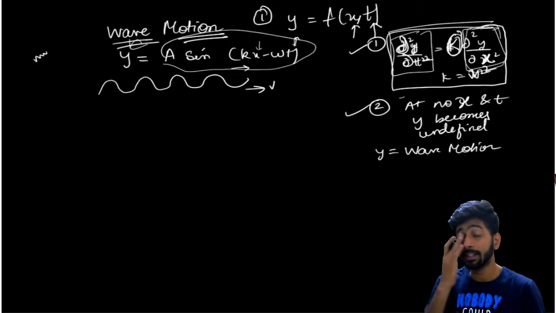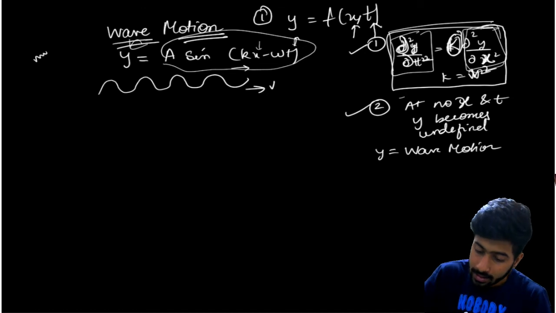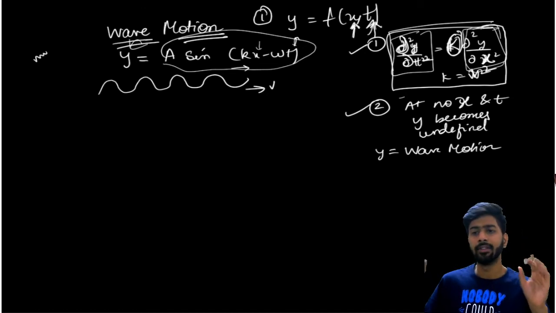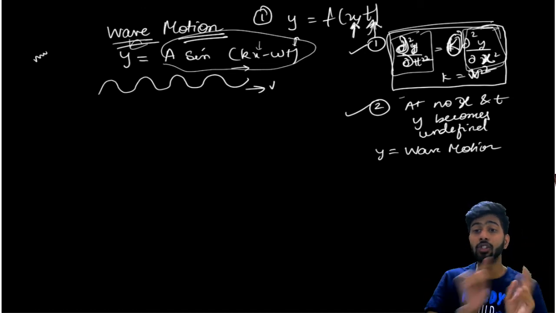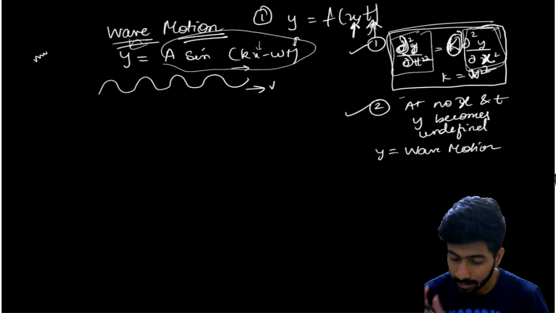Condition number 2 is that for any input of x and t, anything I can give, I can also give infinity, but my y shouldn't become infinity. If my y becomes infinity, then this cannot represent wave motion, right?